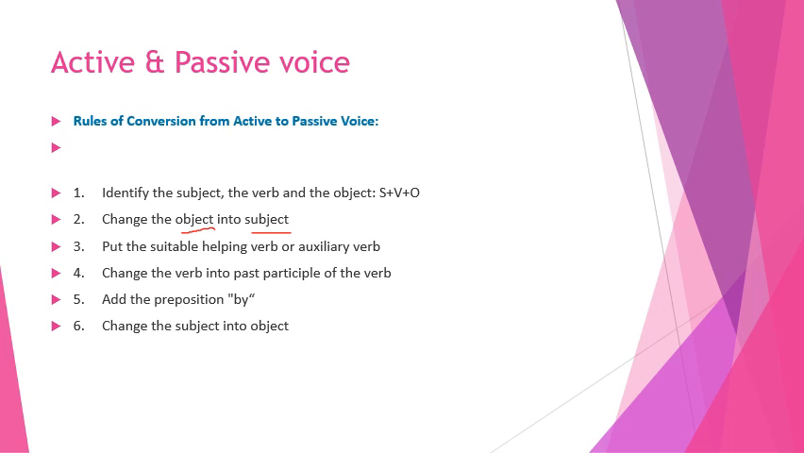Number three, put the suitable helping verb, the auxiliary verb. Number four, change the verb into the past participle of the verb. Then, number five, add the preposition "by." This "by" is added in all sentences when we change from active to passive. And the subject changes into the object.